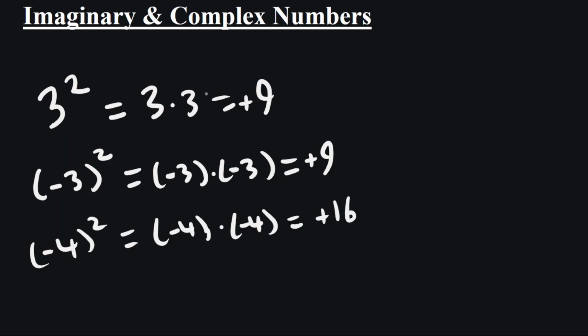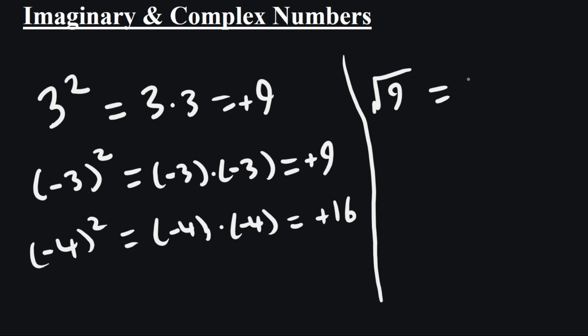Good. And now let's do this in reverse. Let's say we wanted to take the square root of 9. The square root of 9 is 3. And it could also be negative 3, because negative 3 times negative 3 is 9. Same thing with the square root of 16. It could be 4, or it could be negative 4.